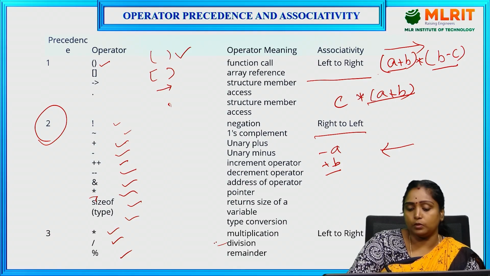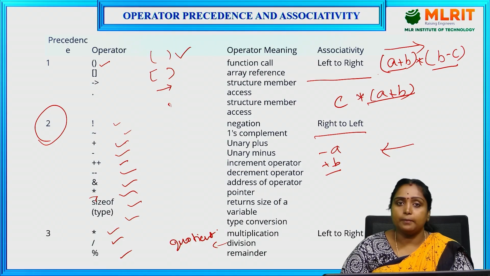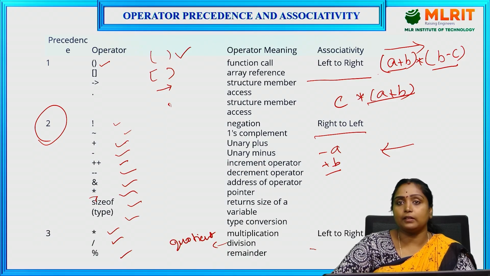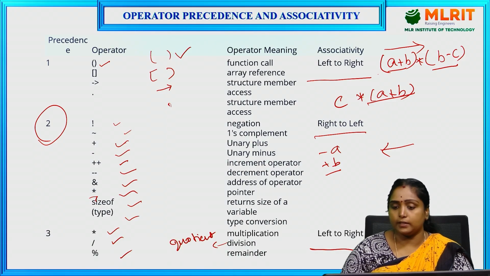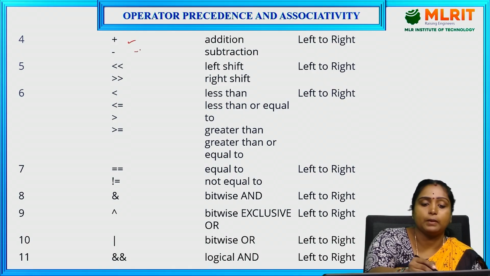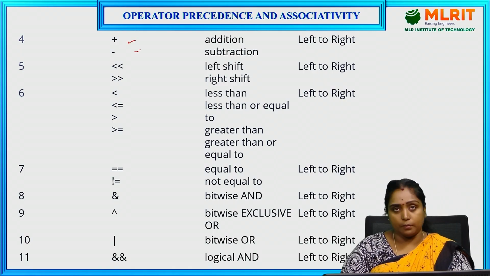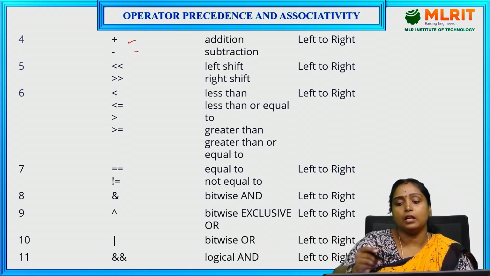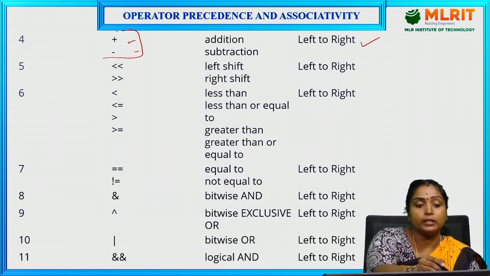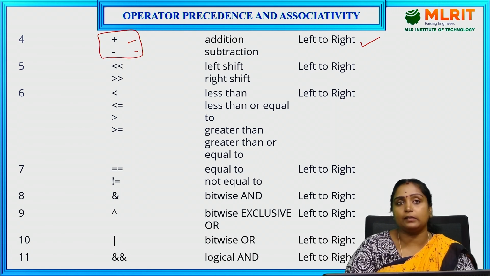Coming to the third priority, you will get star, which is multiplication, slash and modulus operators. When you do the division, you will get the quotient value. When you use star, multiplication, you will get the product value. When you use the modulus operator, you will get the remainder value. The associativity is left to right. Coming to the fourth precedence, plus and minus, which are binary addition and binary subtraction, the associativity is left to right. Plus and minus are of the same priority.